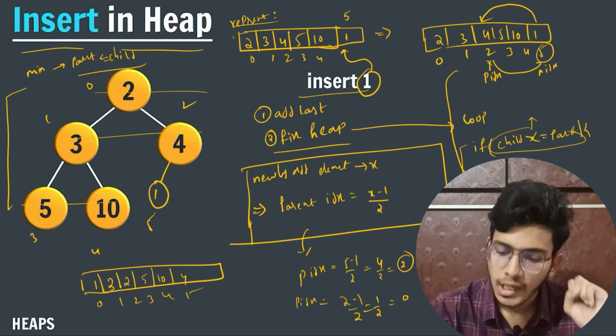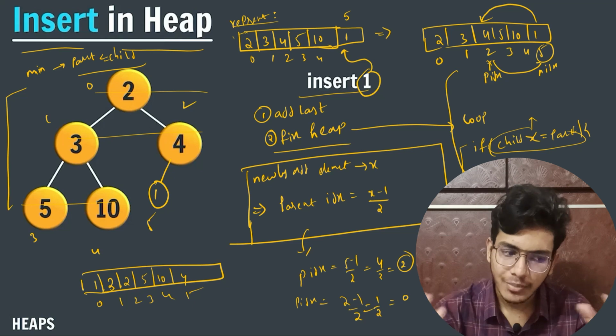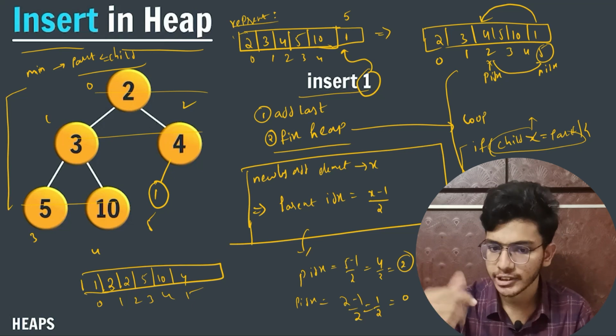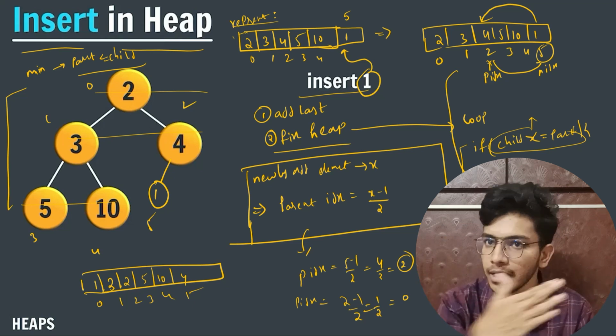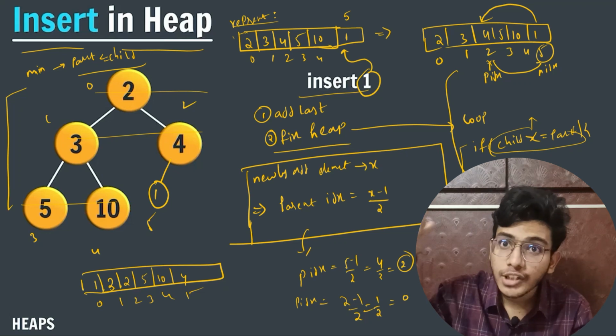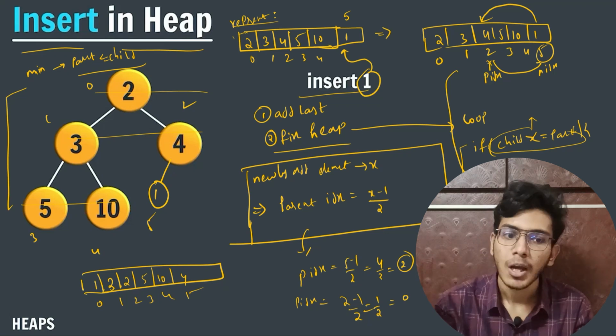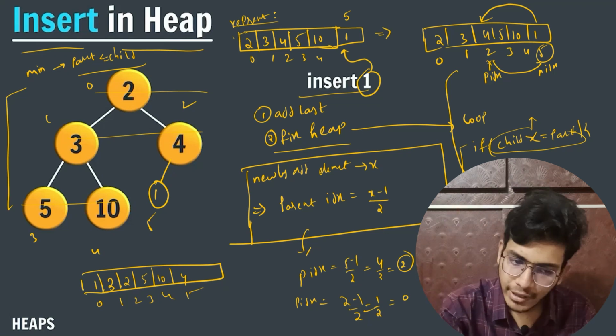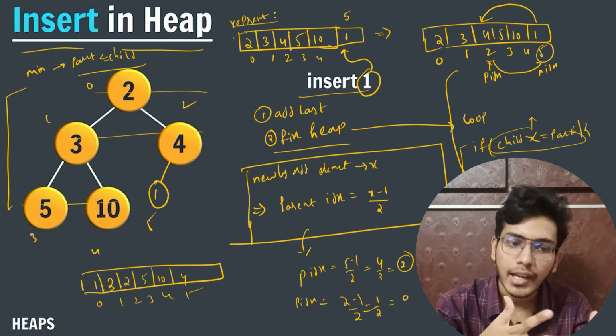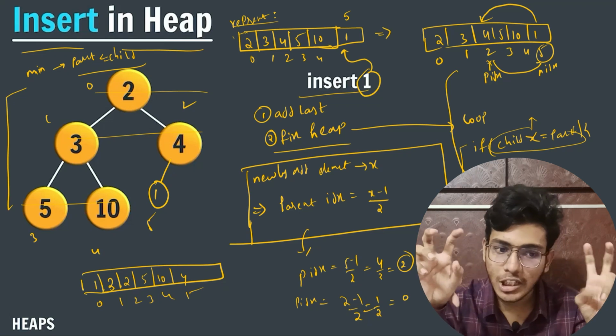I hope you have understood. Adding a new element to my heap is a two-step process. First of all, I will add that element at the last position, and because of adding the element at the last, my heap is not fixed. So the second step will be fixing my heap based on what heap I have. If I have a min heap, then I will check the conditions of a min heap.